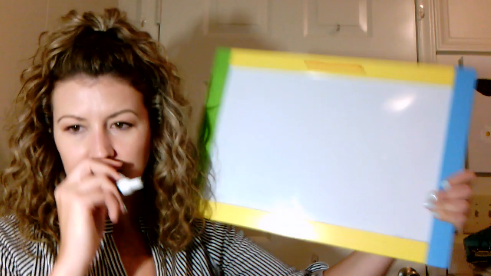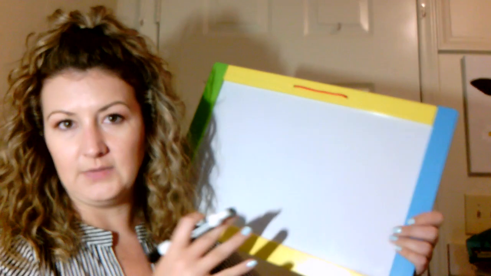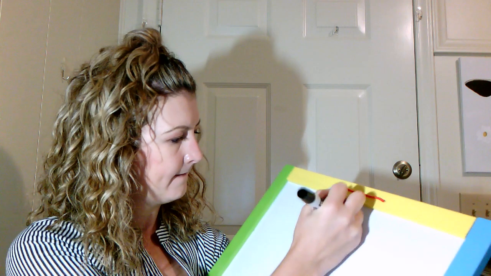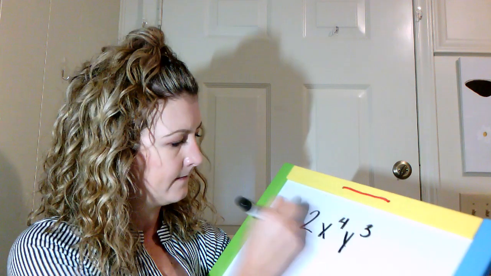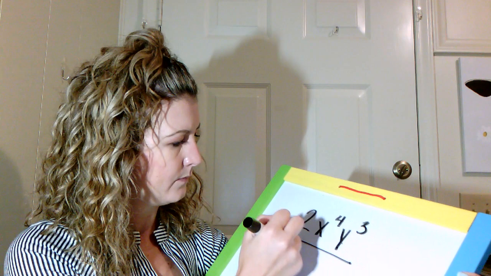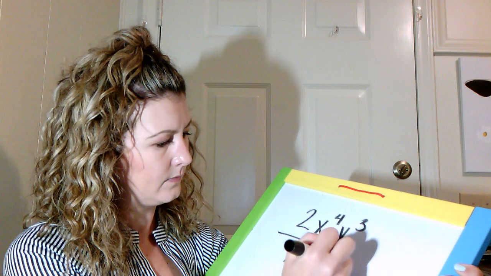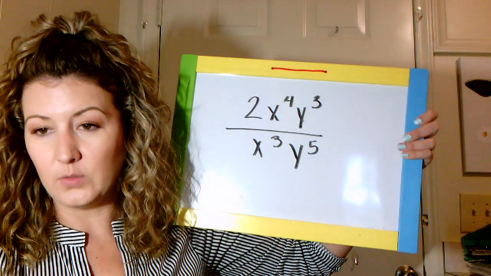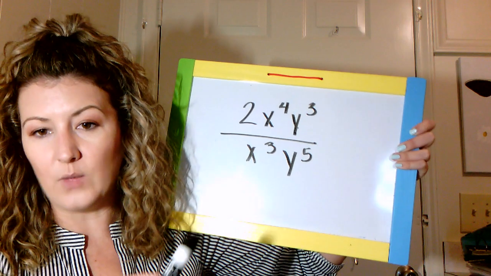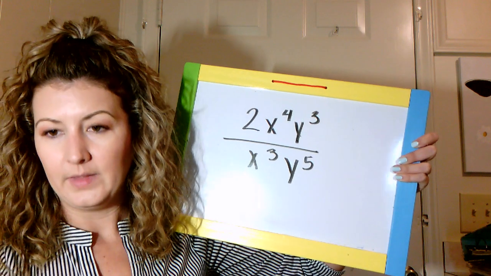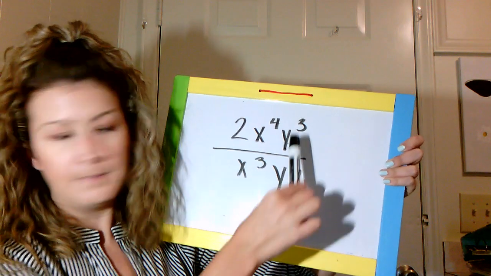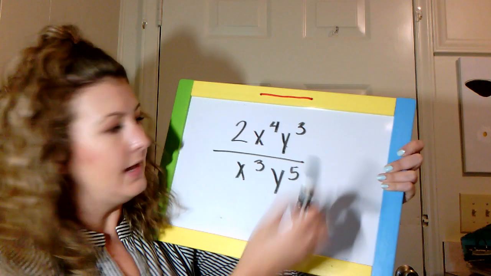Shout out to Miss Colclough, because she explained it this way, and I was like, I think that's better. So here's my little whiteboard. We're just going to use this to give you an example. Here's my example. We have 2x to the fourth, y to the third, divided by x to the third, y to the fifth. In our notes, we did 4 minus 3 equals something, 3 minus 5 equals something.